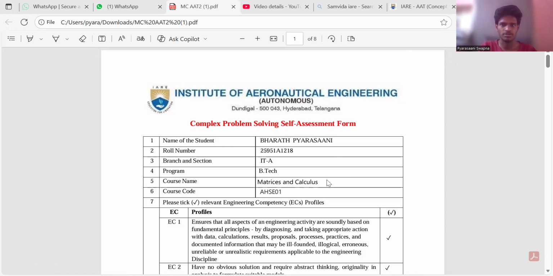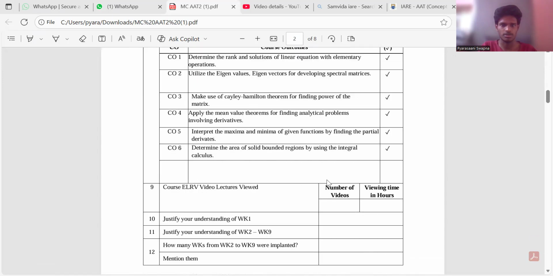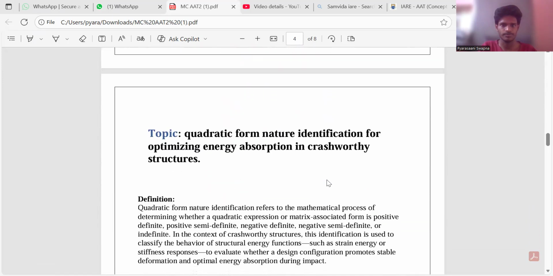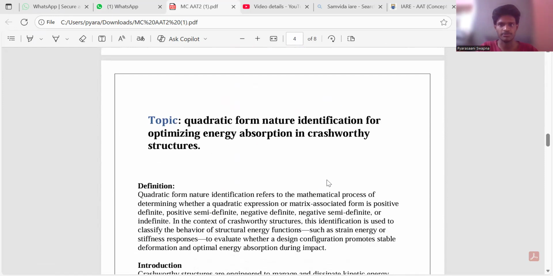Today I am going to discuss quadratic form nature identification for optimizing energy absorption in crashworthy structures.